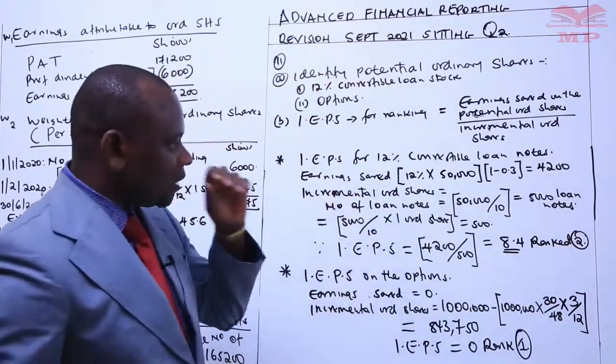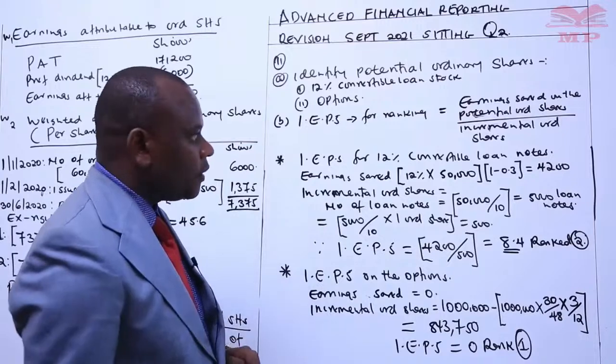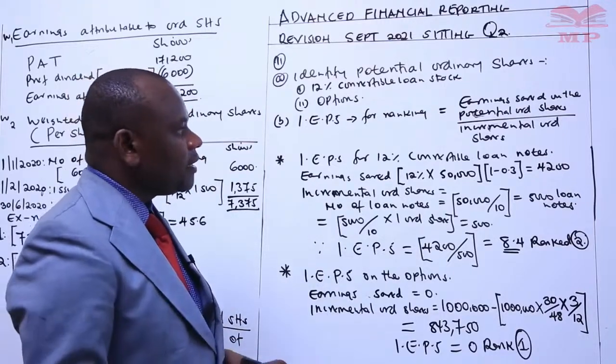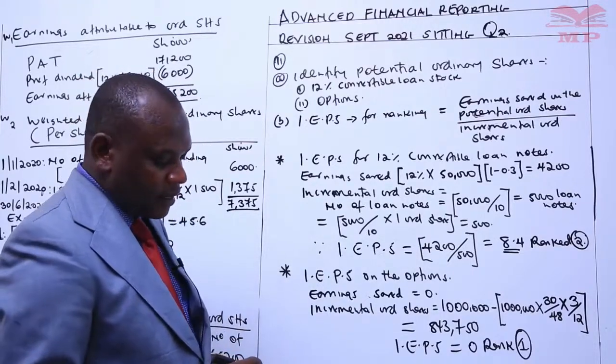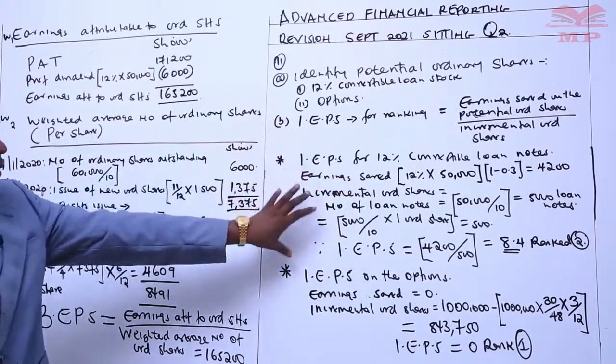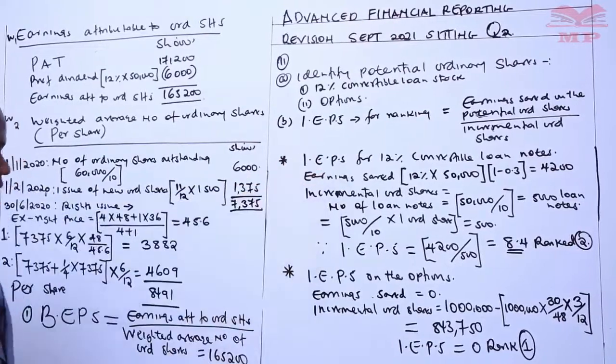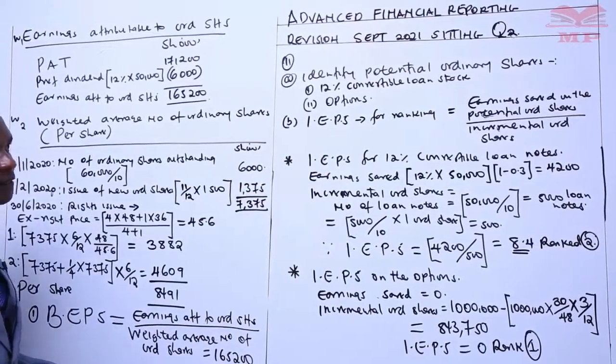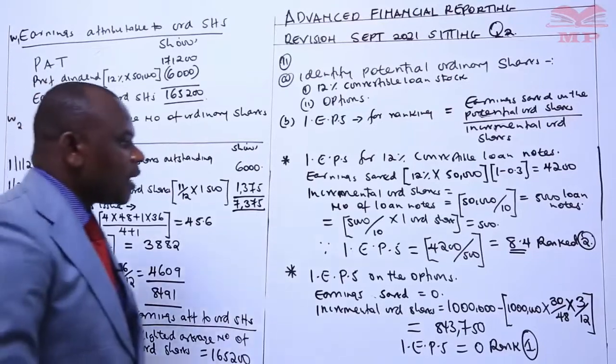After doing this, you can now go to determining diluted EPS, meaning that we now want to see the impact of these potential ordinary shares on the basic EPS. So this is how you do it.